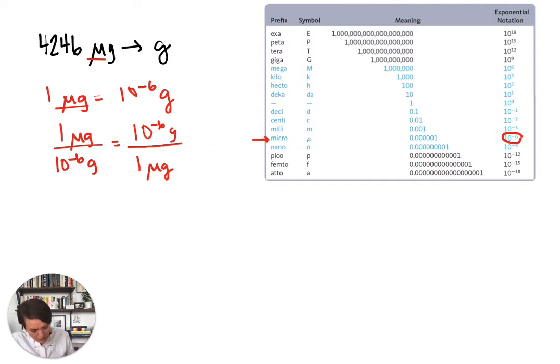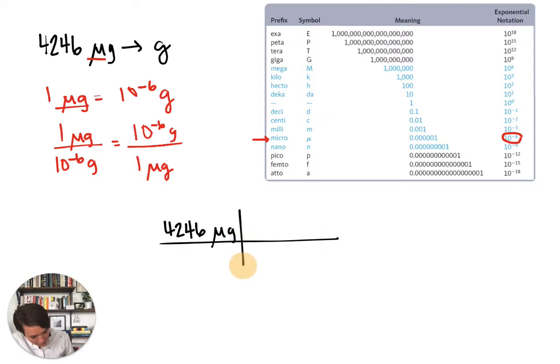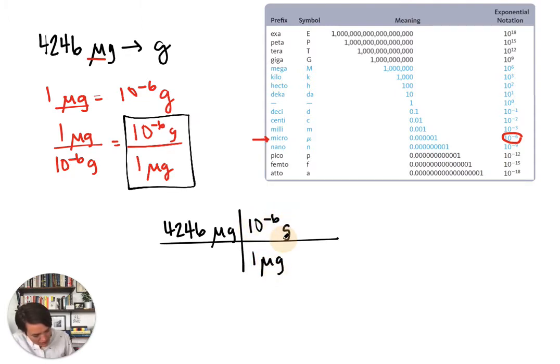All right, so let me change my color here. Perfect. We have 4,246 micrograms, and this is the conversion factor that I would need. That's 1 microgram is equal to 10 to the negative 6th grams.